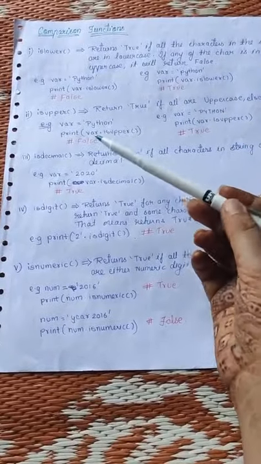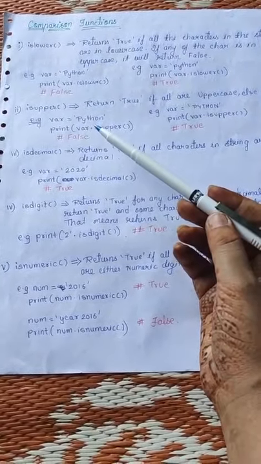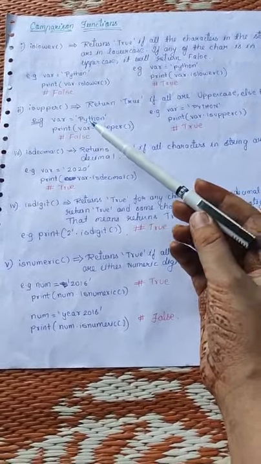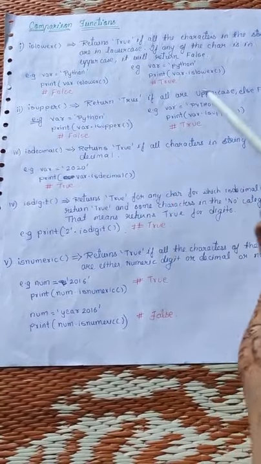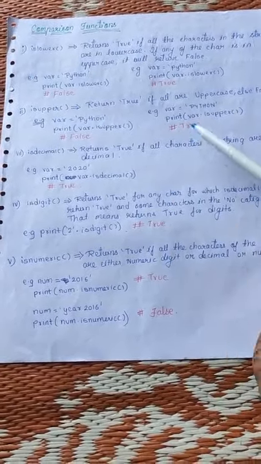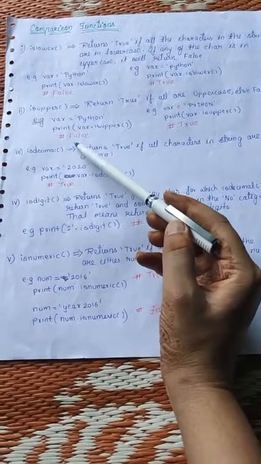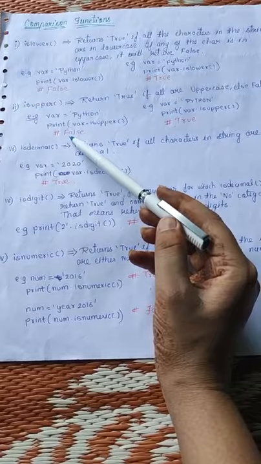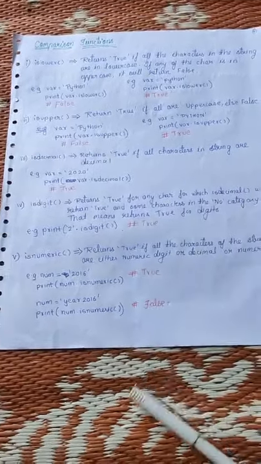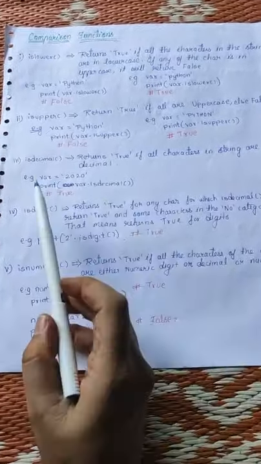In the same way, the reverse case is for the isupper function. If all the alphabets are capital, it is going to give me the answer true. If any character in the string is in lower case, it is definitely going to give me false. Then, as you can see, isdecimal.